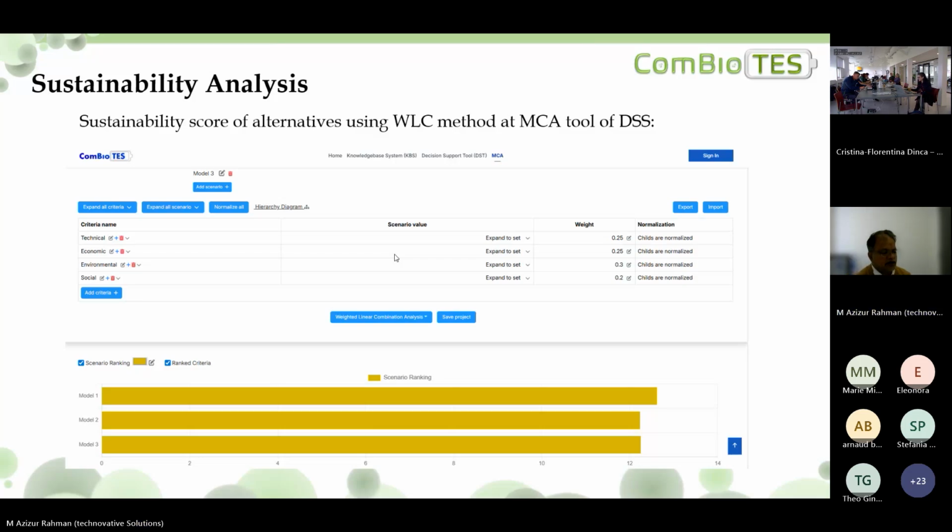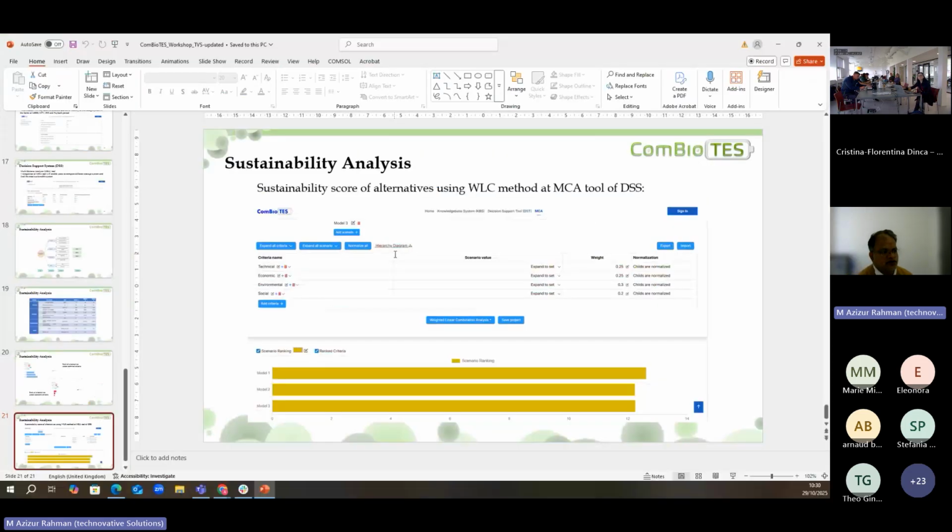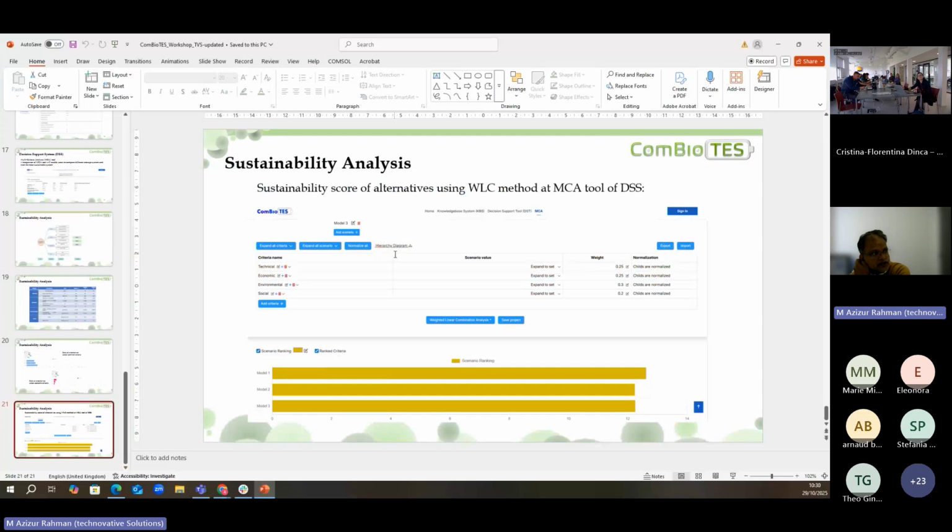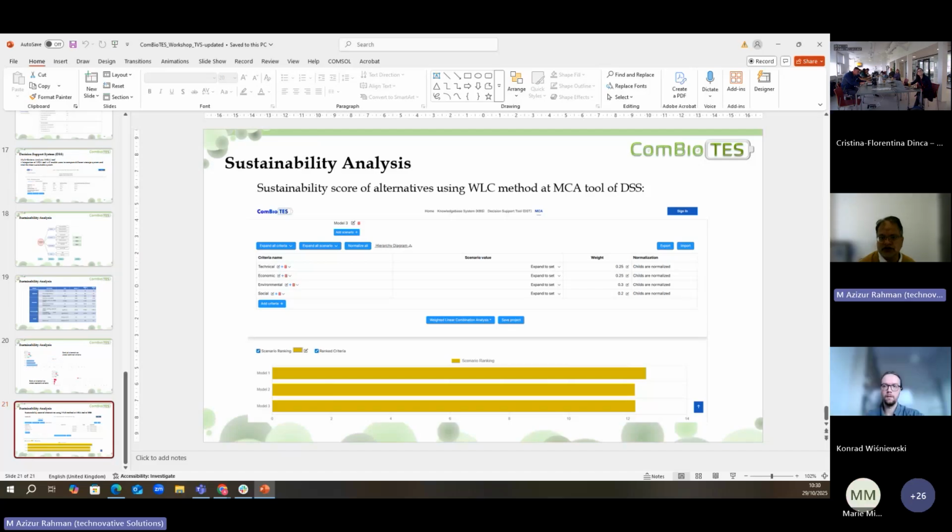Now our colleague from IO will present the financial and market analysis. This is an excellent tool that they have developed under the ComBioTES. I stop my sharing and give the floor, and then we can discuss if there are any potential questions.